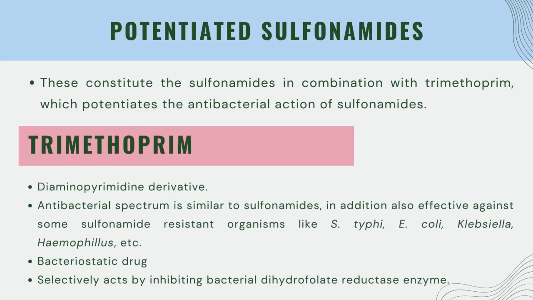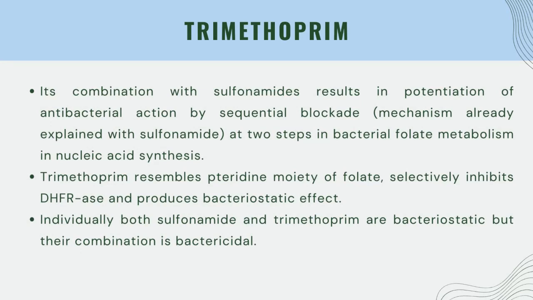They are bacteriostatic drugs and selectively act by inhibiting the bacterial dihydrofolate reductase enzyme. Trimethoprim's combination with sulfonamides results in potentiation of antibacterial action by sequential blockade at two steps in bacterial folate metabolism and nucleic acid synthesis. Trimethoprim resembles the pteridine moiety of folate, selectively inhibits DHFRase, and produces a bacteriostatic effect. Individually, both sulfonamide and trimethoprim are bacteriostatic, but their combination is bactericidal.